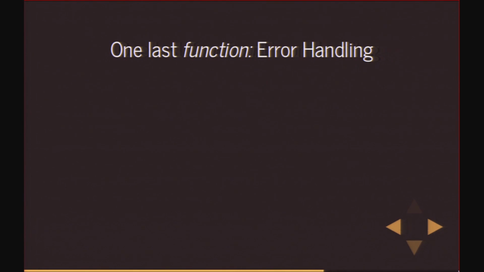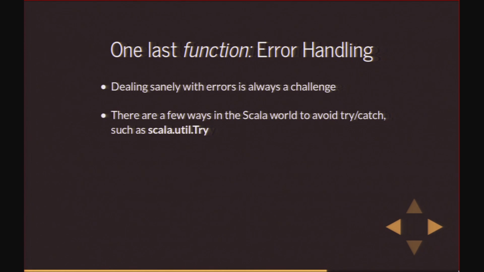So I talked about one last operator. Let's talk about one last function as well. That last function is dealing sanely with errors. It's always a challenge. And so there's a couple different ways in Scala that we can do this. ScalaUtil_try made its debut in, I think, 2.10. That was originally developed at Twitter. And you use that, you get success or failure back from that.